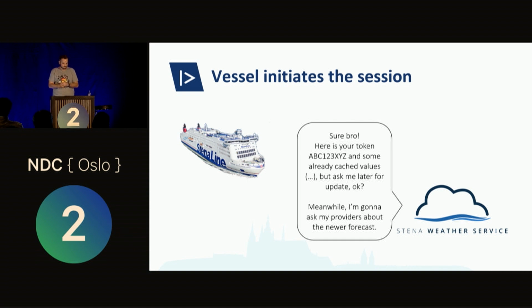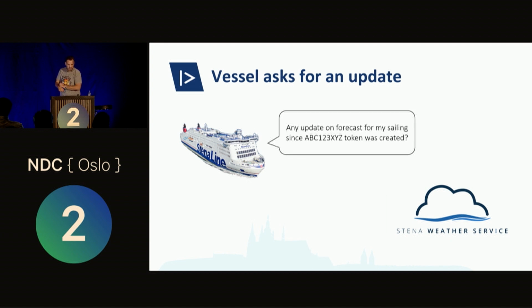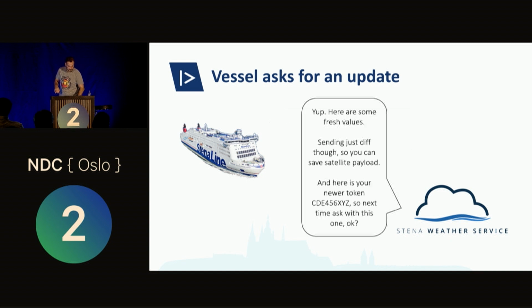You get some cached values, and after some time, for example, when the vessel has been on the road for, I don't know, half an hour, the vessel asks for an update. Again, like, "Hey, bro, any update on my forecast for my sailing since the token ABC123XYZ was created?" And the weather service says, "Yep, here are some fresh values. And to save you some payload and some money, I'm just sending you the diff, so we can save some of the satellite payload. And by the way, here's your new token, which is CDE45XYZ, whatever. So next time you ask me with this one, okay?"